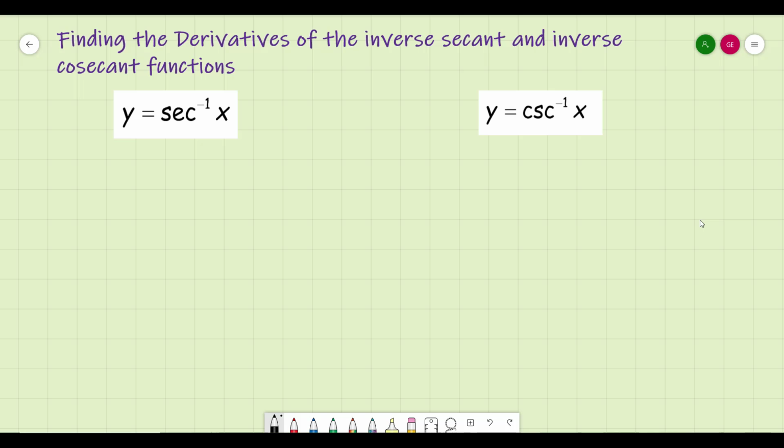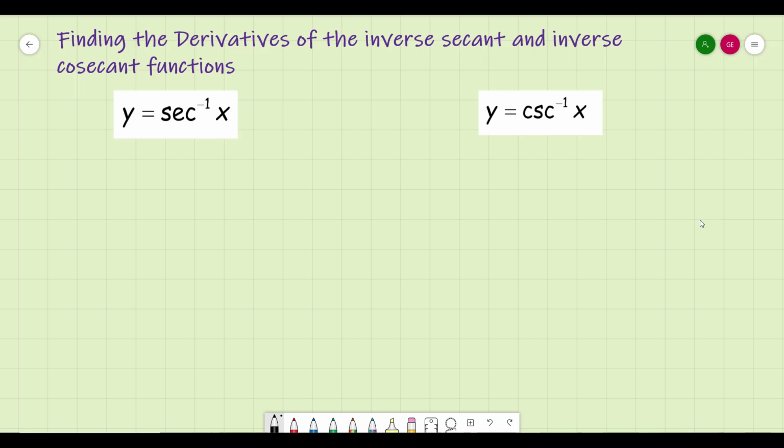Everyone, let's take a look now at the derivatives of the inverse secant and inverse cosecant function. In my previous two videos of this series, I went through the inverse sine and cosine, the inverse tangent and cotangent, and now I'm going to go through these two. The derivation of this is very similar to the previous types. So let's take a look here at the derivation of y equals the inverse secant of x.